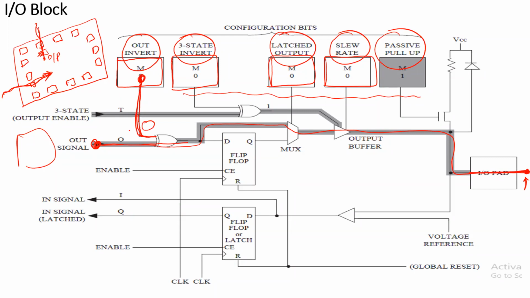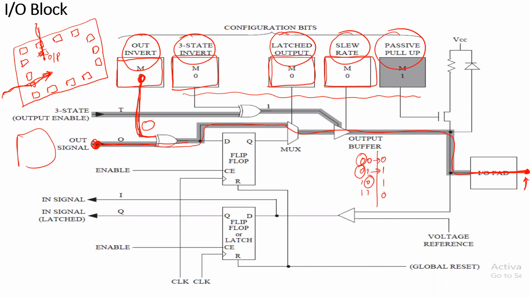What could be the input for this one? For example, if you consider an exclusive OR gate, XOR gate: 0 0, 0 1, 1 0, 1 1. What is the output? 0 1 1 0. If any one of the inputs of the XOR gate is equal to 0, it will simply send the next input directly.